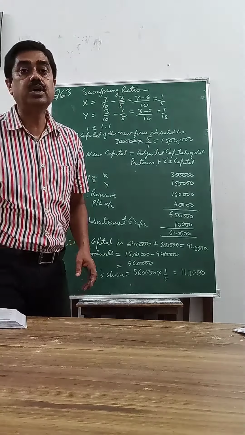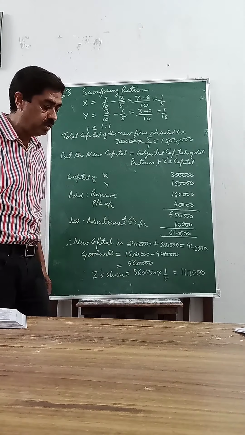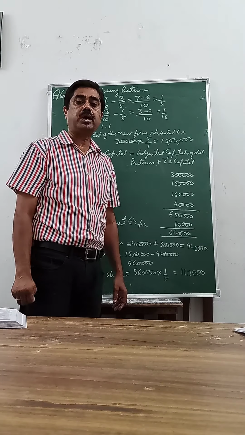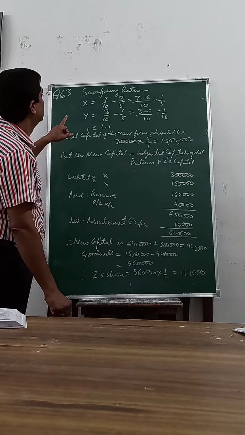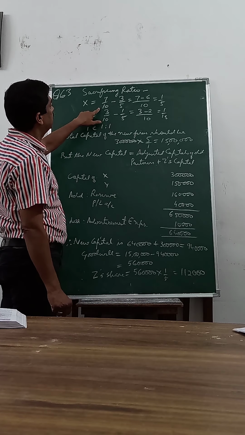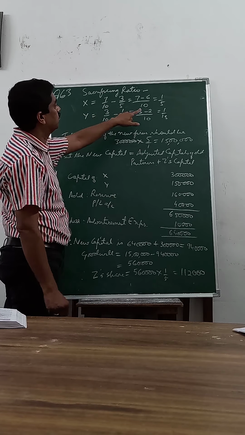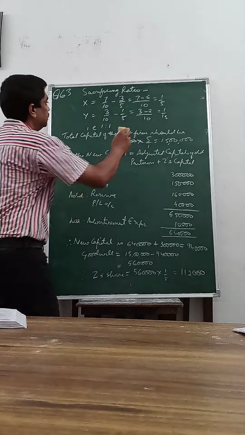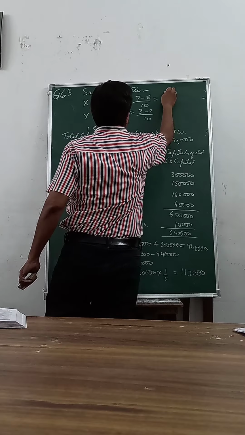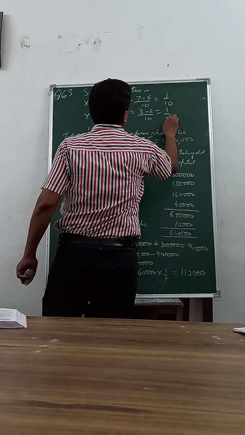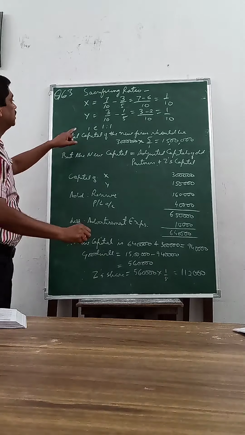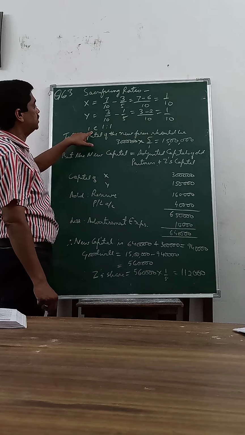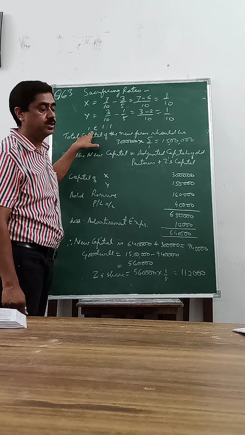Now, since they have given the old ratio and new ratio in the question already, we can find the sacrificing ratio by applying the formula old ratio minus new ratio. Now, old ratio is 7/10 minus 3/5 for X gives you 1/10. Just correct that, 1/10. Y's share 3/10 old minus new 1/5 gives you 1/10. That is 1:1. So the sacrificing ratio is 1:1.